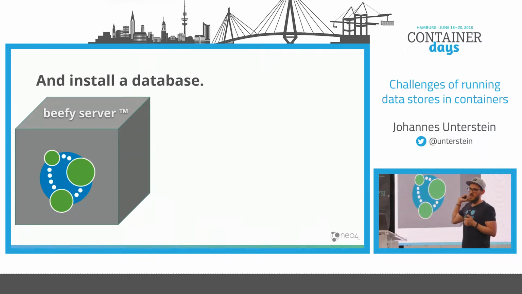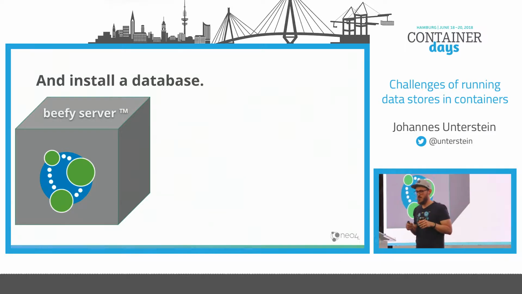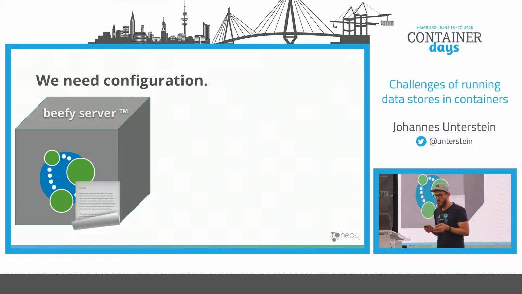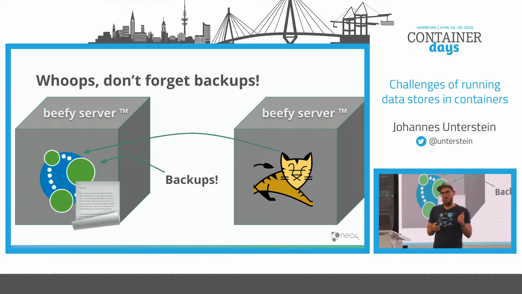So the sysop went out, bought a beefy server, installed a database. I'm sorry that I'm using our database logo. Feel free to imagine that this is an Oracle logo or something else. And then he did the configuration, added the secrets, and all that kind of stuff you need to make a database work. Then he bought a second beefy server to install an application server. It's a Tomcat in this example.